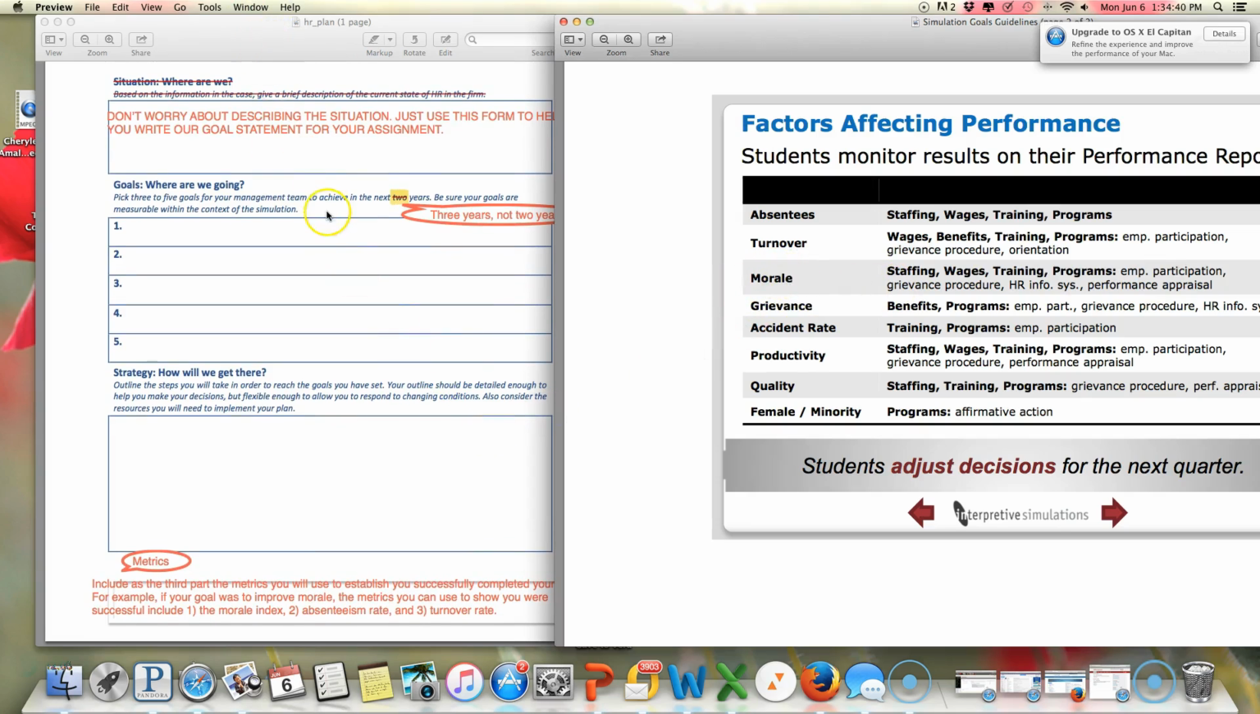Lastly, we want to think about metrics, right? Metrics are the way that we assess whether or not we're successful. So how do we know that we are successful in terms of our quality management? You know, that we've met our quality goal. Well, the first thing that we would do is look at the quality index. And if the quality index goes up, that's a good indicator that we've met our goal.